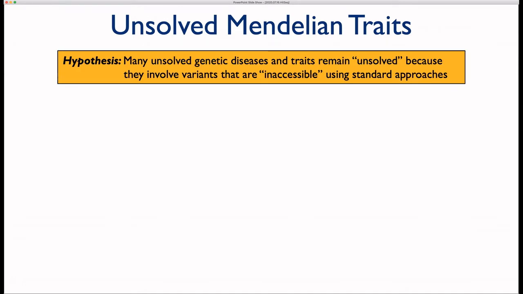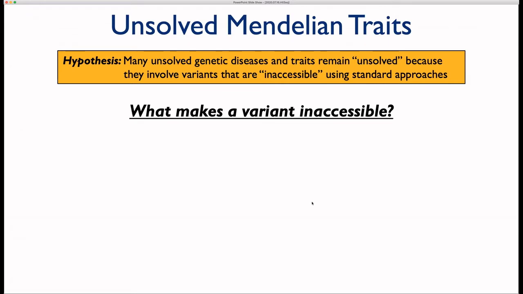For a lot of the projects I'm involved in, our central hypothesis is that these different diseases and traits remain unsolved because they involve variants that are just inaccessible using standard approaches that have been previously applied. So our goal is to bring some new technologies, both sequencing and computational, to try to make these inaccessible variants visible and then hopefully interpretable so that we can identify the sources of these different phenotypes. So what makes a variant inaccessible?